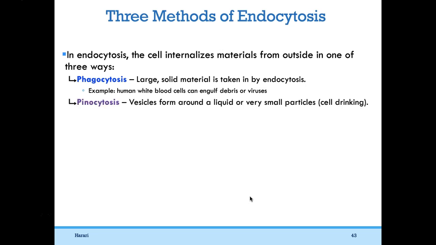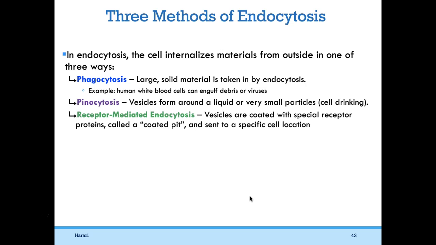Pinocytosis is like cell drinking. So little vesicles form around a liquid and internalize very small droplets. So that's endocytosis still, because you're internalizing, but it's not large particles that are getting inside. They're very small particles. We call that cell drinking.